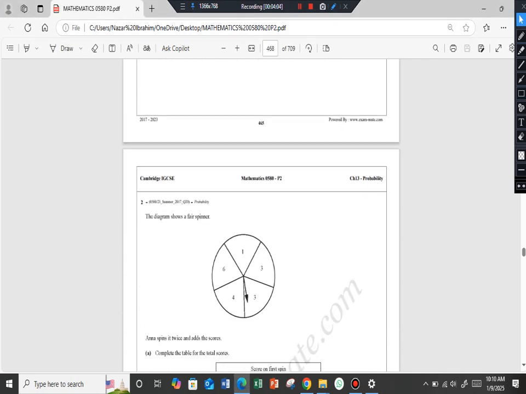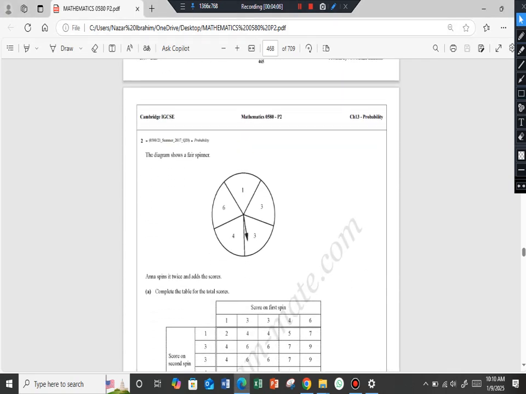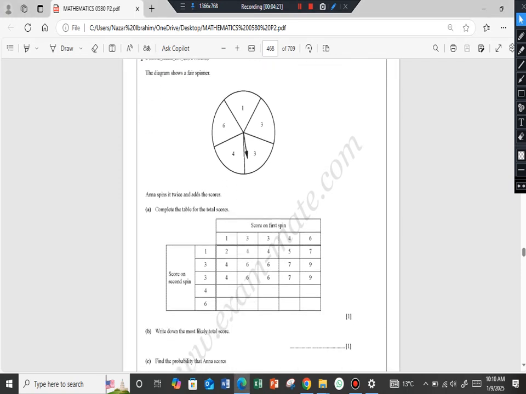Question number 2. The diagram shows a fair spinner. Fair means that every outcome has equal chances to occur, right? So 1, 3, 3, 4, 6. Complete the table for the total scores. You can see the score on the first spin and the score on the second spin. Anna spins it twice and adds the scores.